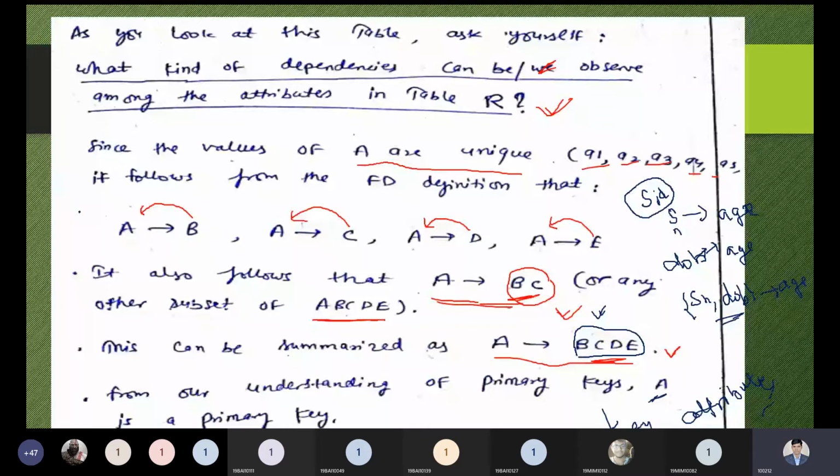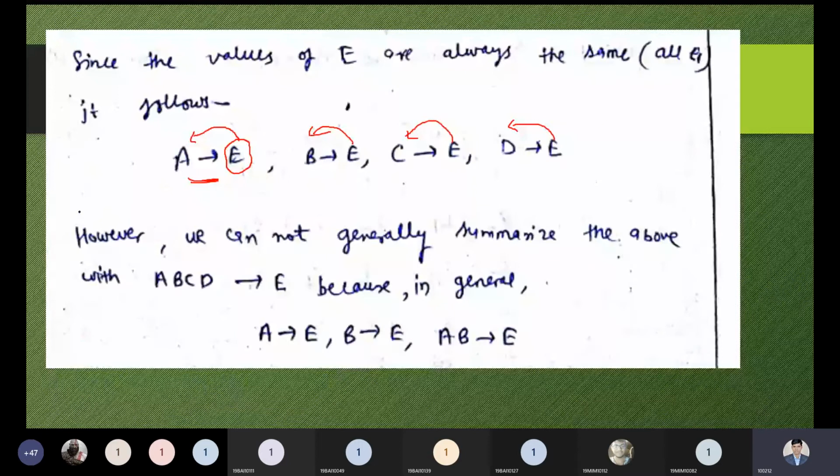On this slide, it is found that there is an attribute which does not have different values. It belongs to only a single record or single value. What we found is that this is an attribute which can depend on any other attribute. So E can depend on A, E can depend on B, and C and D also. So it is possible. However, we cannot generally summarize the above with A, B, C, D, E.